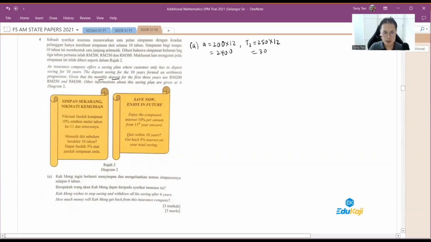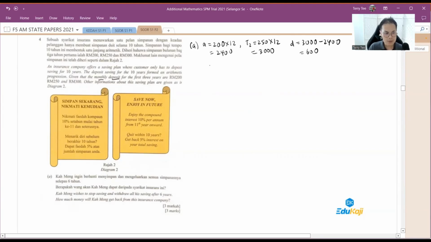So this is 3,000. Your second year, you're paying 3,000. So your common difference will be 3,000 minus 2,400, that is 600. So the first year, you're paying a total annual premium of 2,400. The second year, you increase to 3,000. So the increment is 600. For the first 6 years that he puts in, it is incremental. He's paying more and more.